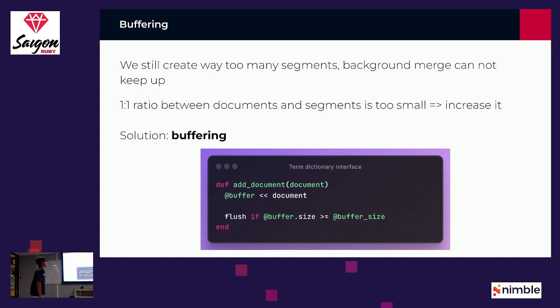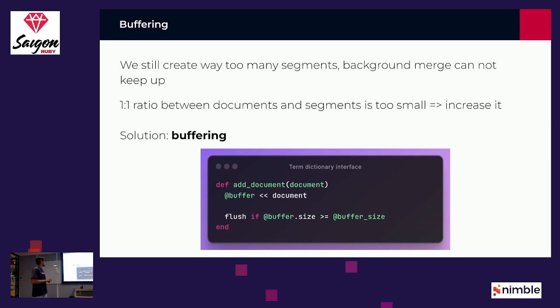Okay, the problem is we still create way too many segments, even though we merge in the background, and the background merge cannot keep up. And there's no way the background merge can keep up because it's an inherently more expensive operation. So the 1:1 ratio between documents and segments is too small. You need to bump it up somehow.